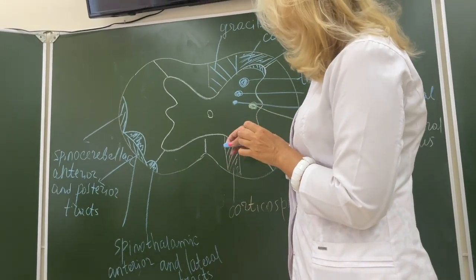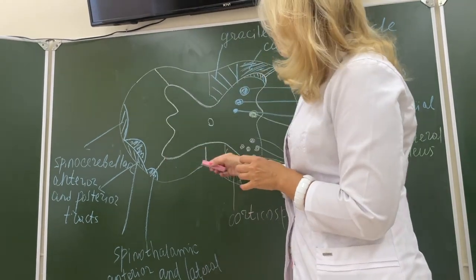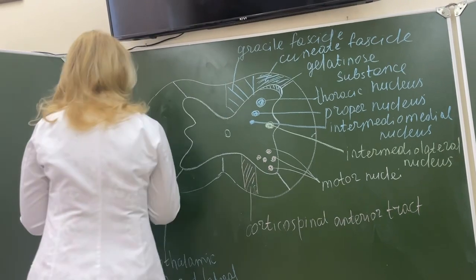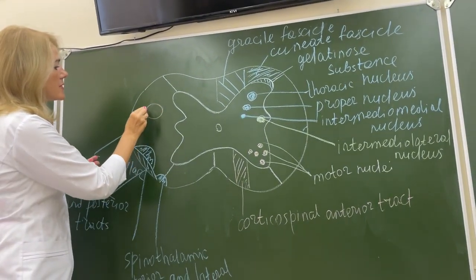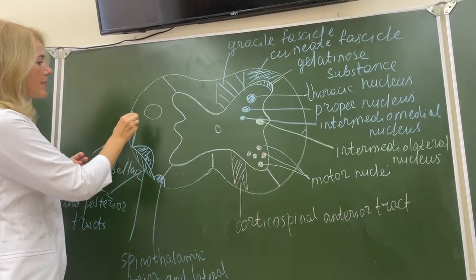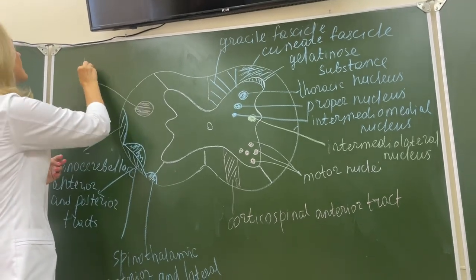We'll come back to our motor tracts. As we said, in the lateral funiculus there are both sensory and motor tracts. An example of the motor ones will be the lateral corticospinal tract.